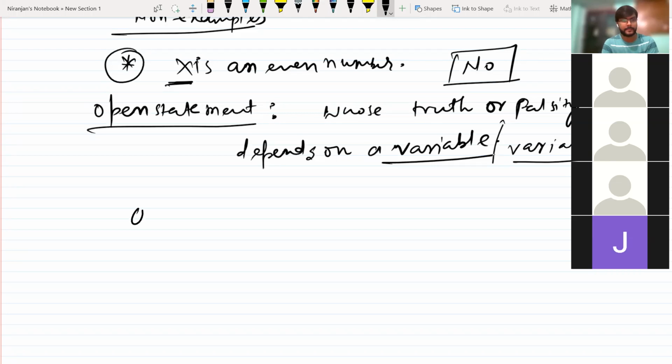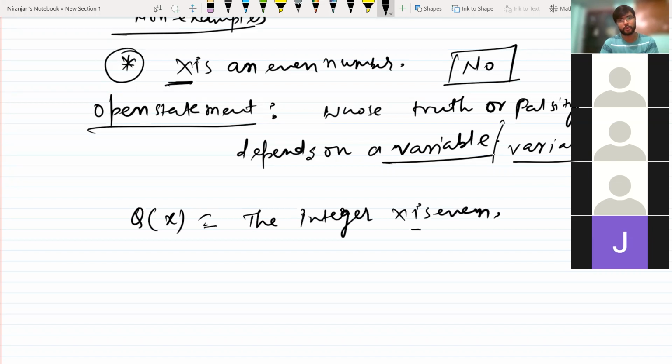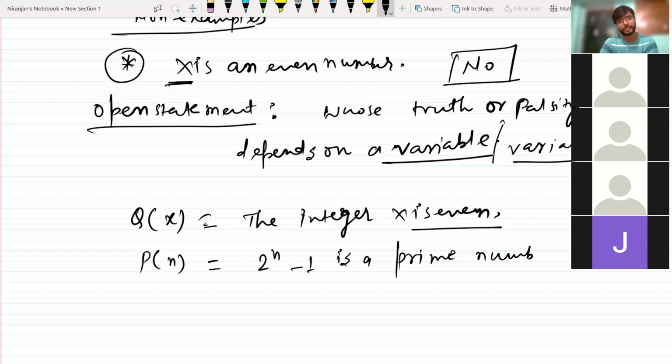Now, I said that integer X is even. So this is an open statement. Why? Because its truth value depends on X. Similarly, if I write P of n: 2 to the power n minus 1 is a prime number. Can you say anything about this without knowing the value of n? You can't. So this is also an open statement.